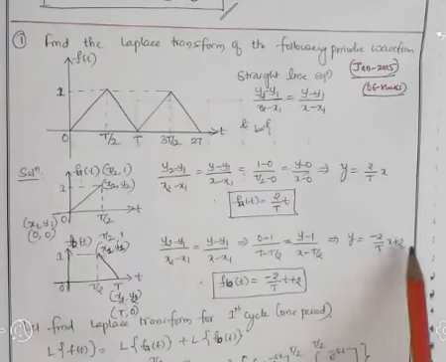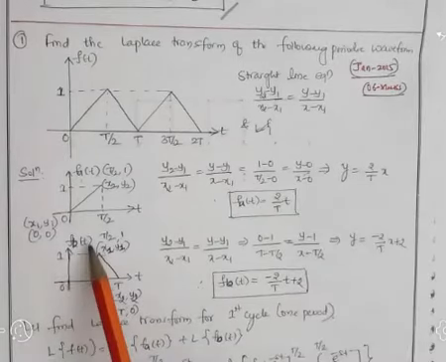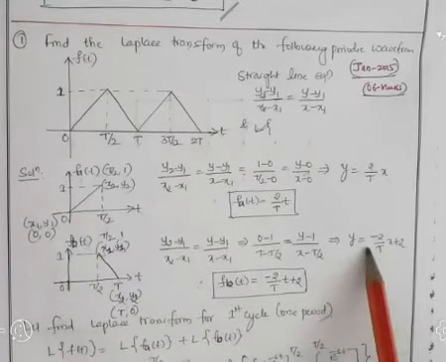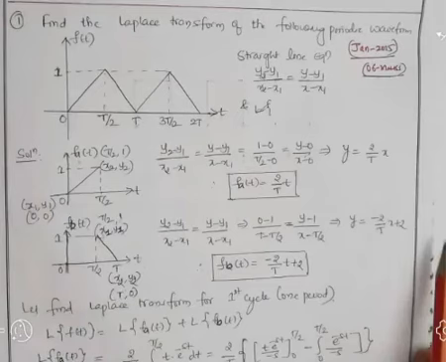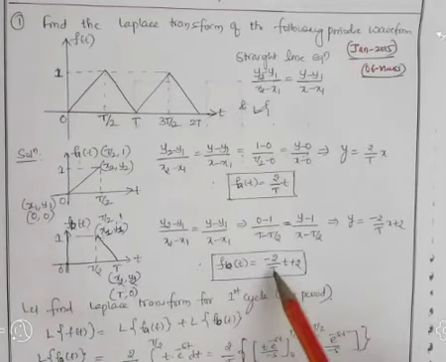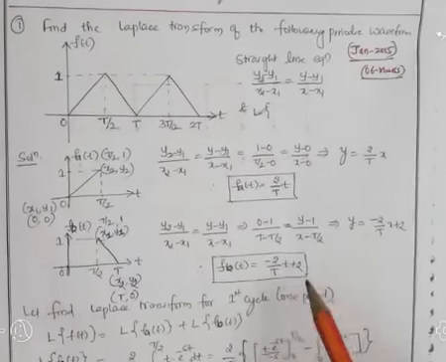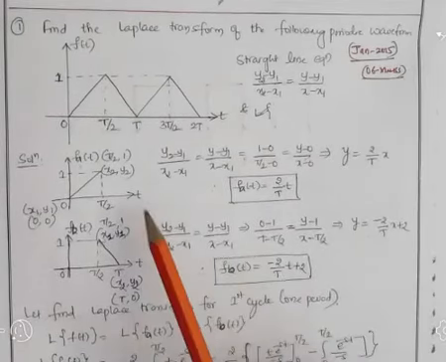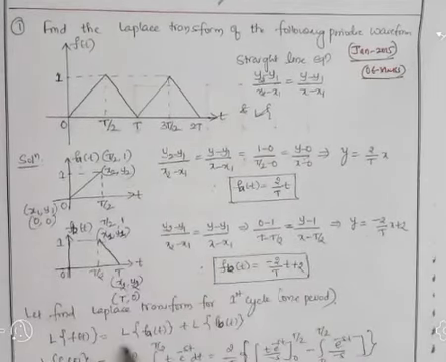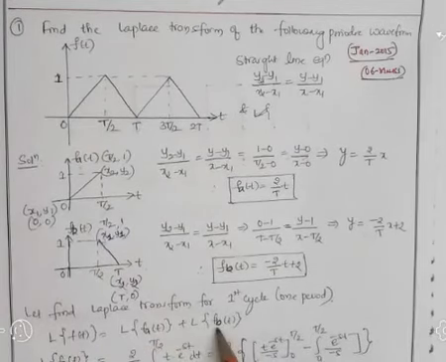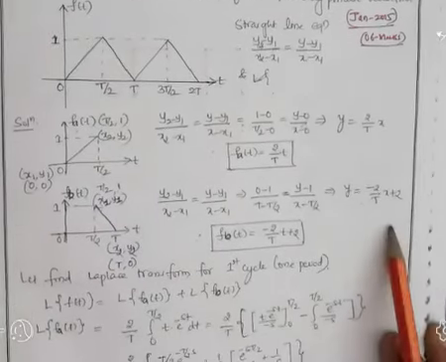Y stands for fb of t, second part, and x stands for t. Hence, this term we can rewrite as fb of t equal to minus 2 by T into t plus 2. Hence, the Laplace transform of the first cycle, that is f of t, is equal to the Laplace transform of the first part of the first cycle and the Laplace transform of the second part of the first cycle, that is fb of t. Okay. Now substitute the values.